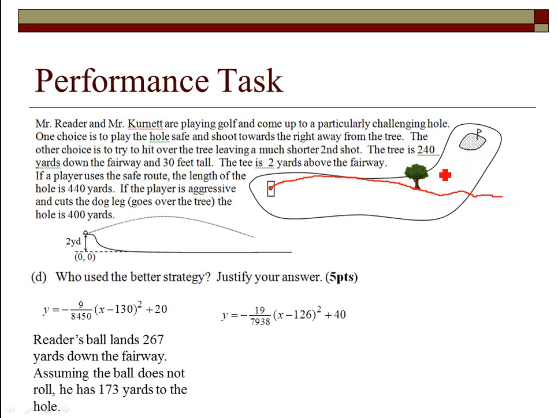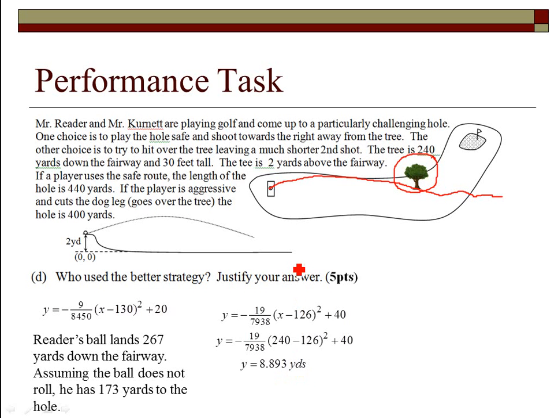Now, Knuett's equation was this one. Now, I could do the same thing and solve this, find out when it equals 0, and work with this. But my big concern isn't about that, but it is this tree. Because he tried to shoot over the tree. Well, that tree is 240 yards down the fairway. So I'm going to plug in 240 into this equation. Just type that into your calculator, and you find that the y value is 8.893, but units are in yards.